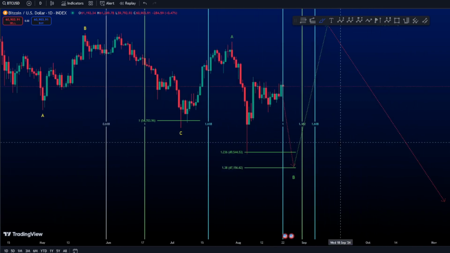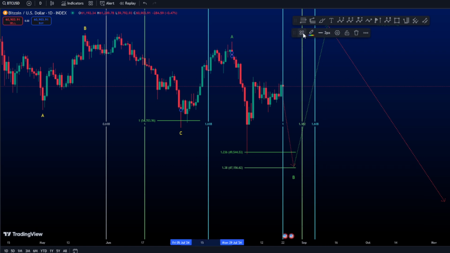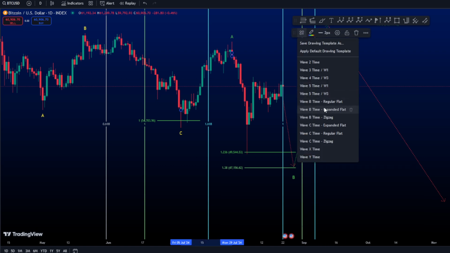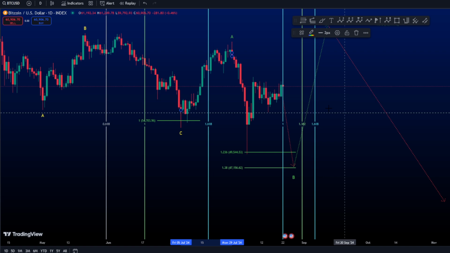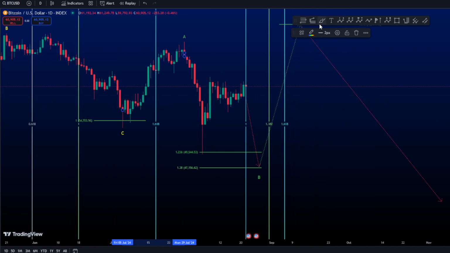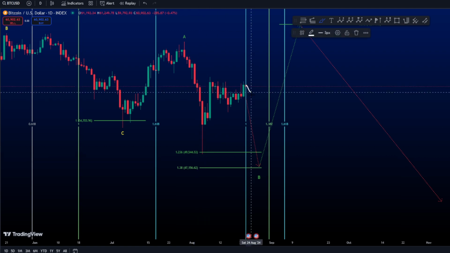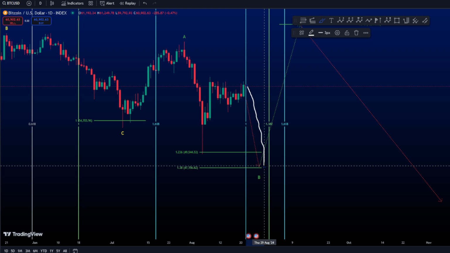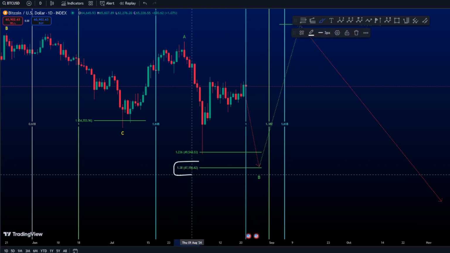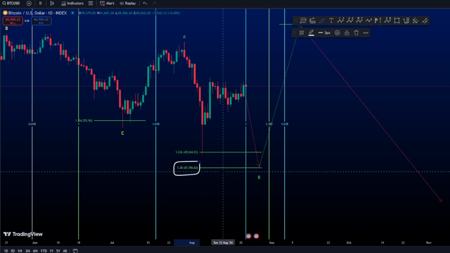However, here based on the fib time, if I go for a wave B expanded flat, I see that the wave B today has entered the fib time. Okay, that means if the wave B should be finished, it cannot be finished here. It needs more time to finish this, and don't forget that we still have one most common target for a wave B, which is 1.38.